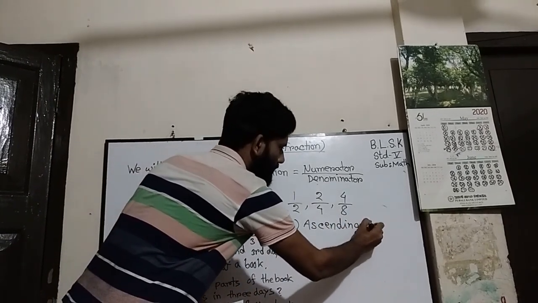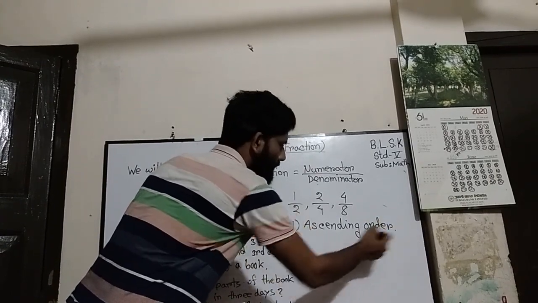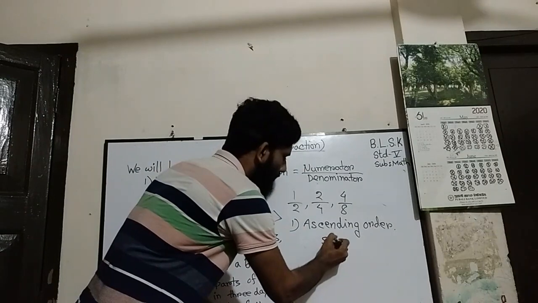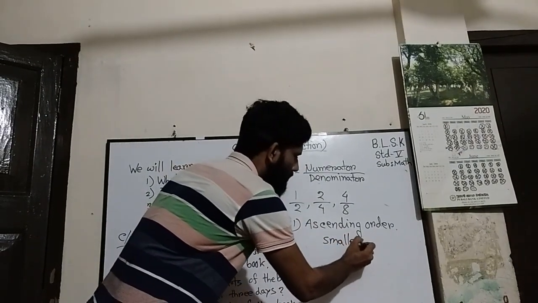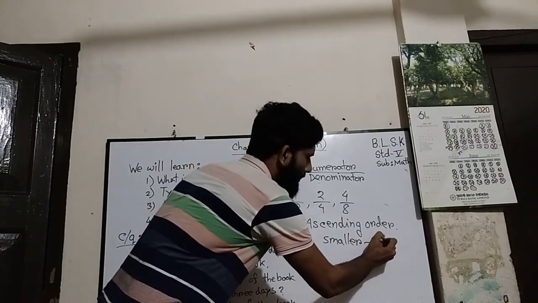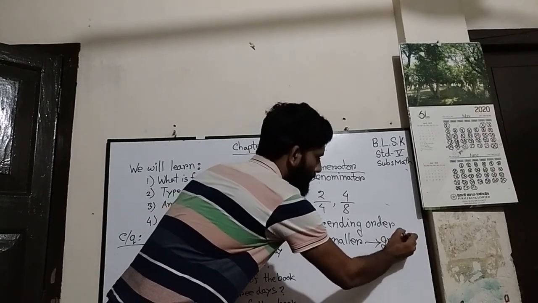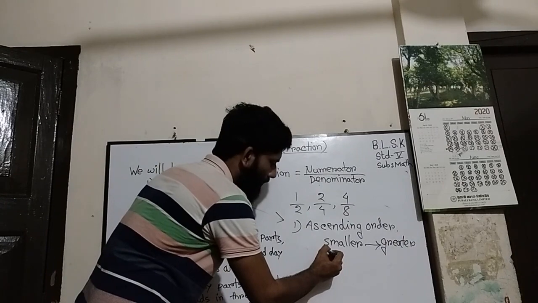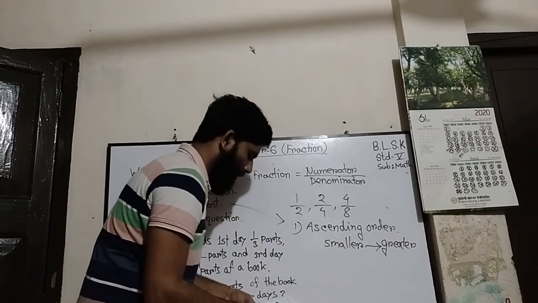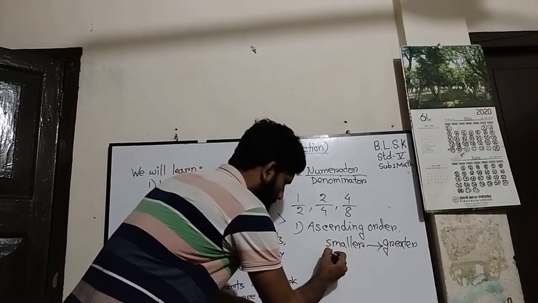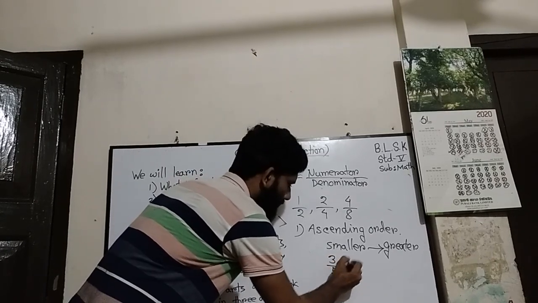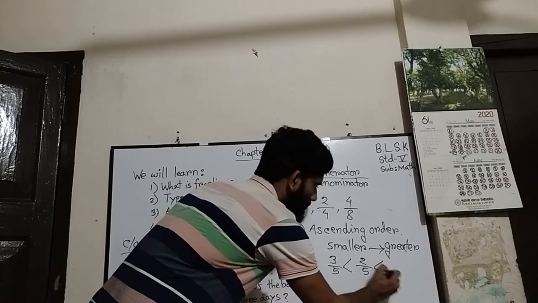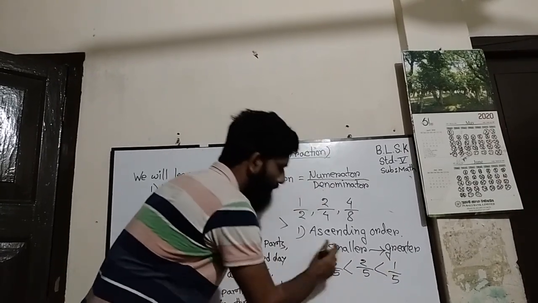Ascending order. Okay, ascending order. What is the ascending order? That means smaller to greater. Okay, smaller to greater. And similarly, firstly we should write down what this is. That means 3 by 5, 2 by 5, 1 by 5. So this is the bigger one.